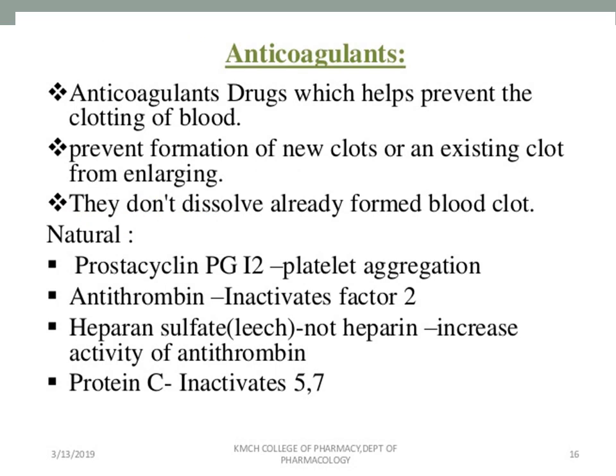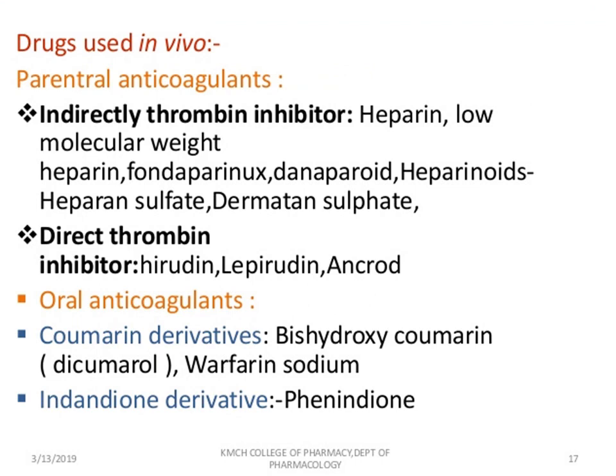Now see anticoagulants. Anticoagulants are drugs which help prevent the clotting of blood, prevent formation of new clots or an existing clot from enlarging. They don't dissolve an already formed blood clot. Natural anticoagulants: prostaglandin PGI2 inhibits platelet aggregation; antithrombin inactivates factor 2, and heparan sulfate, not heparin, increases activity of antithrombin; protein C inactivates factor 5.